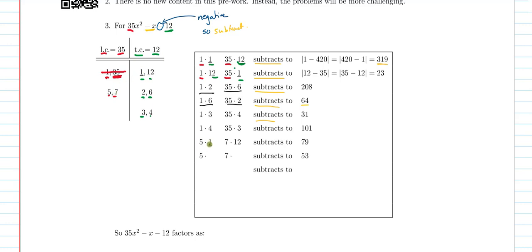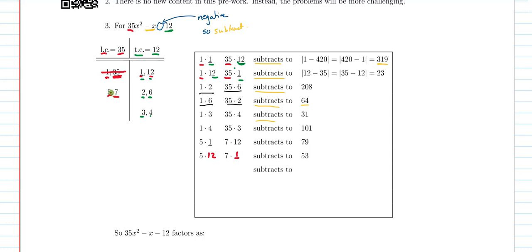We did 5 times 1 and then 7 and this 12, and those subtract to give you 79, which is not 1. But now we have to check the opposite combination. So previously we did 5 and 1 and then 7 and 12. Now we're going to do 5 and 12 and 7 and this underlined 1 here. The underlined meaning came from this pair right here. So 5 times 12 is 60, and 7 times 1 is 7, and one subtracts from the other to give you 53, specifically not that middle term of 1.